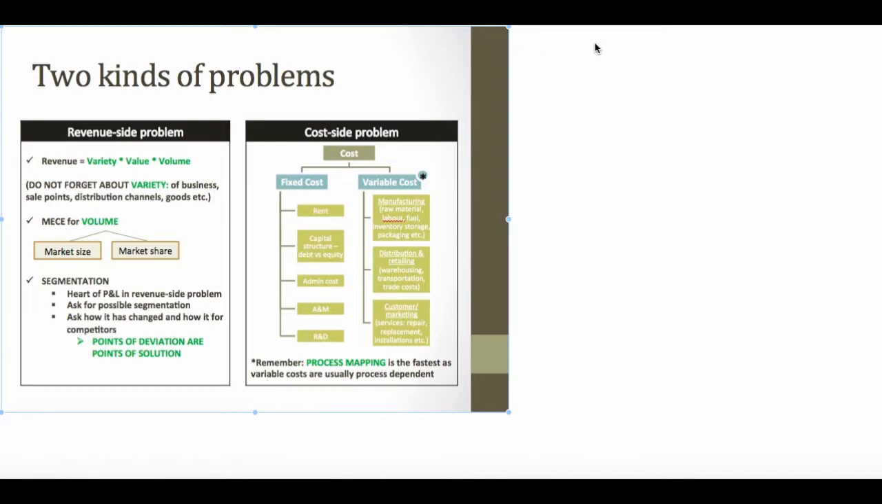Hi, let's continue our discussion on profit and loss problems. So in the previous video we saw that the general structure for a profit and loss problem is that profit is a function of revenue and cost. Now if your profits are going down, you can have three scenarios. Either your revenues are going down, or your costs are going up, or it could be a mix of both, right?